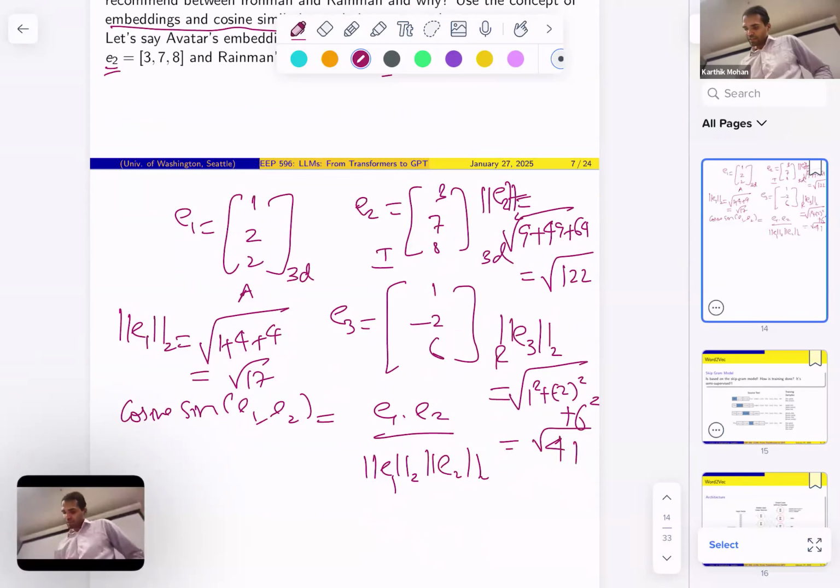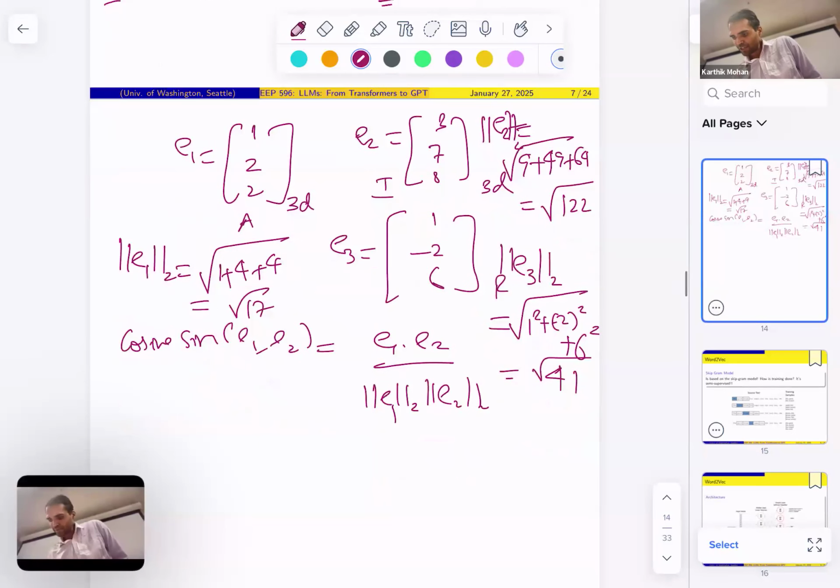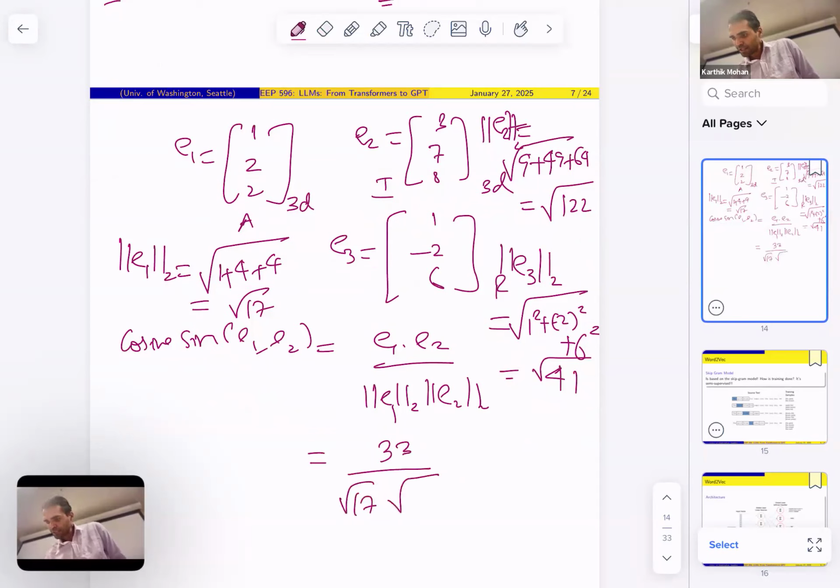Okay. So now that we have these things, we just have to compute the dot product. So what's the dot product of E1, E2? 33. Yeah, 33. That's right. Okay, so that's 33 divided by square root 17 times square root 122.